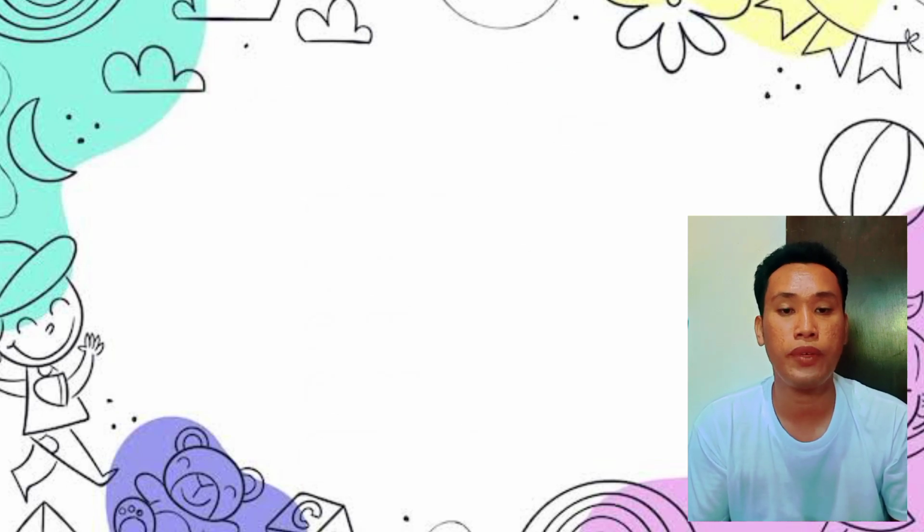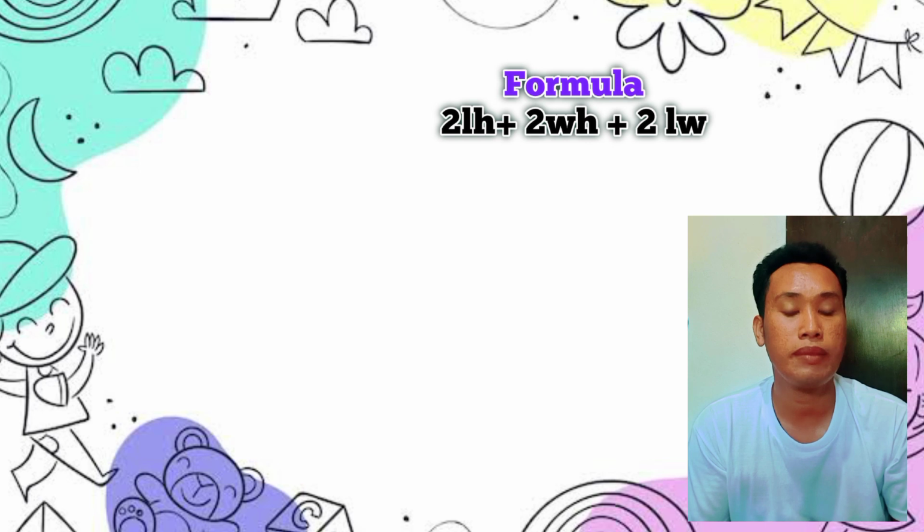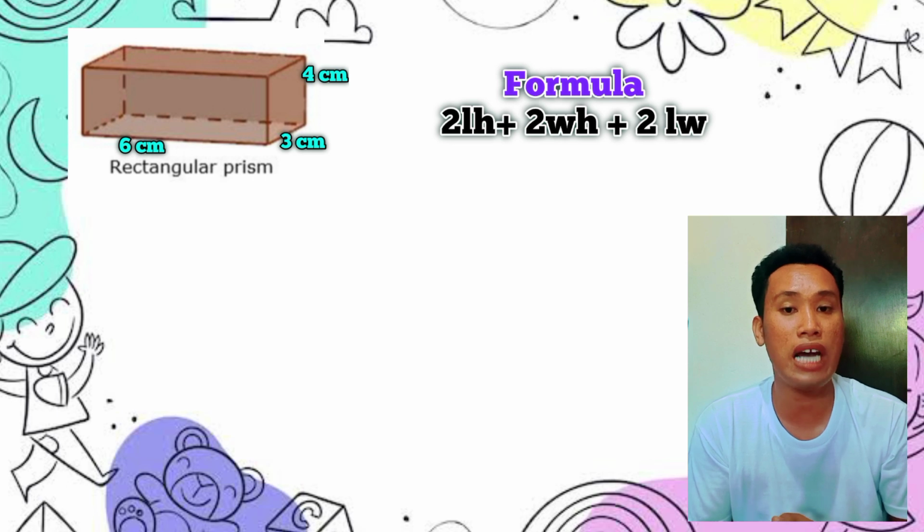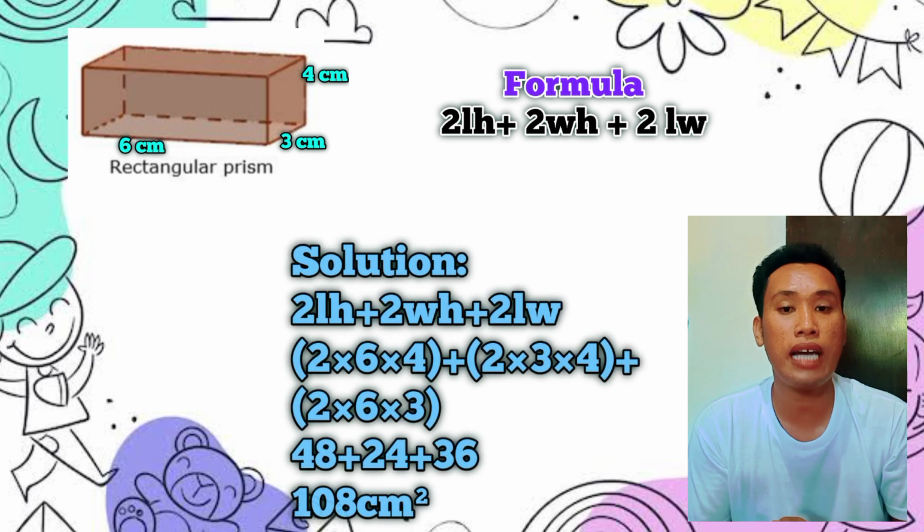Next is the rectangular prism. The formula is 2 times length times height plus 2 times width times height plus 2 times length times width. For example, we have 4 centimeters height, 6 centimeters length, and 3 centimeters width. Substitute the given numbers in the formula: 2 times 6 times 4 plus 2 times 3 times 4 plus 2 times 6 times 3.